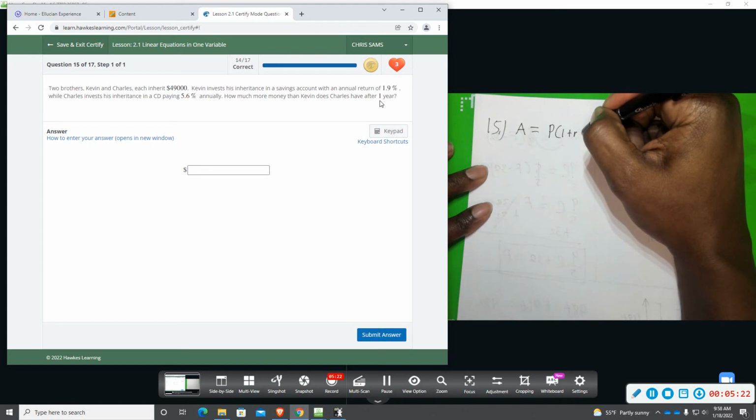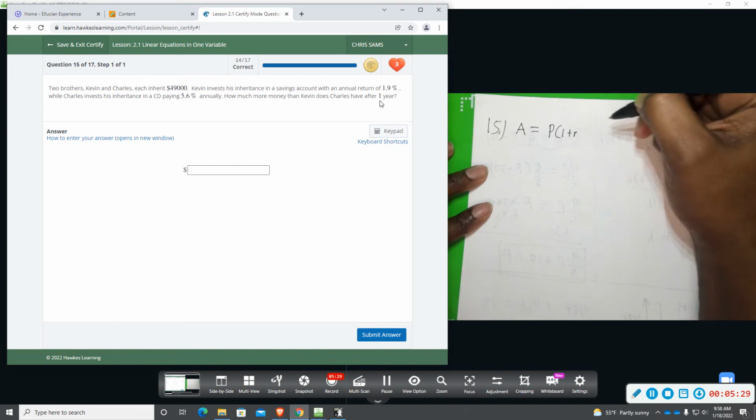Do I want to raise the P? Not compound interest, just simple interest. Rate times time. PRT.